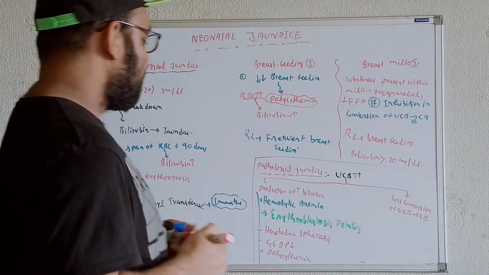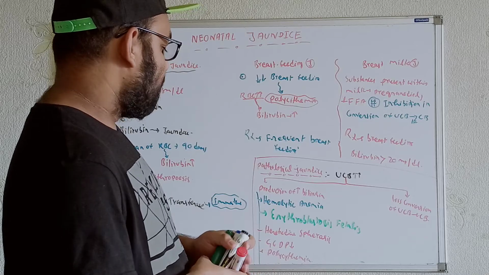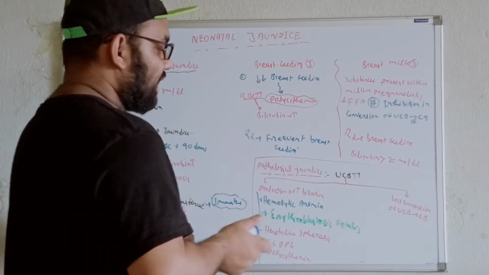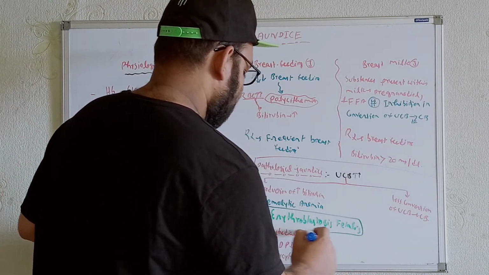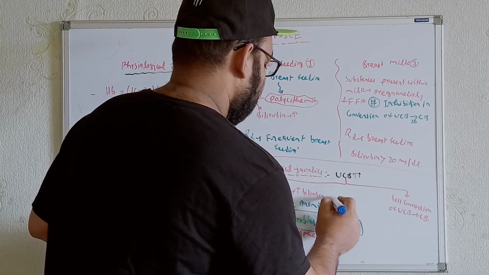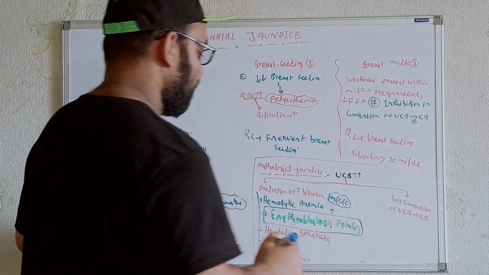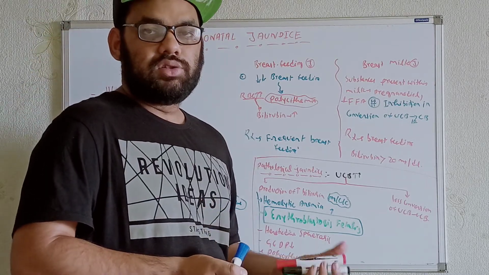Okay, so these will be the reasons. There are many more reasons, and I have just said the important ones. But the most common cause for the production of more unconjugated bilirubin will be erythroblastosis fetalis. So it is the most common cause responsible for increasing the value of unconjugated bilirubin, and that will lead to pathological jaundice.